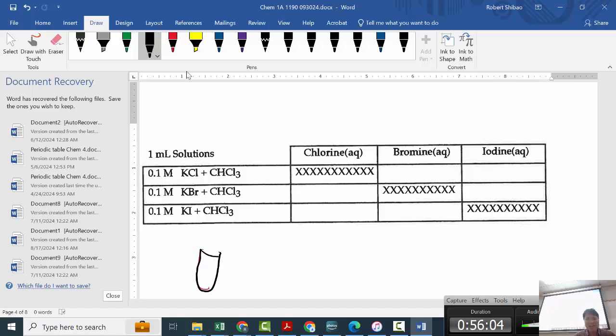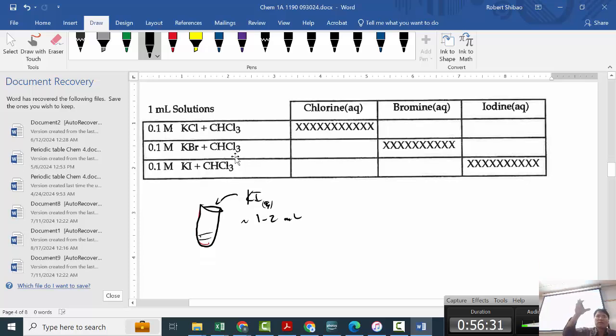Don't measure any of these out. All I'm going to do is put 1 or 2 squirts of potassium iodide aqueous in here. That would be about 1 or 2 milliliters.